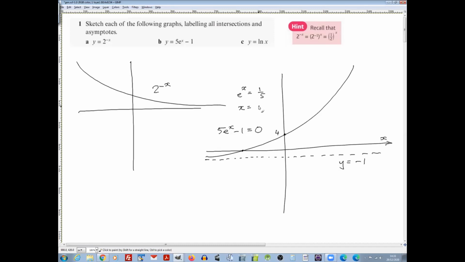log e of a fifth. Log e 1/5, yes, or natural log of a fifth. Which, by the way, equals how many of log 5? Wait, I'm not sure. Minus 1 of them.